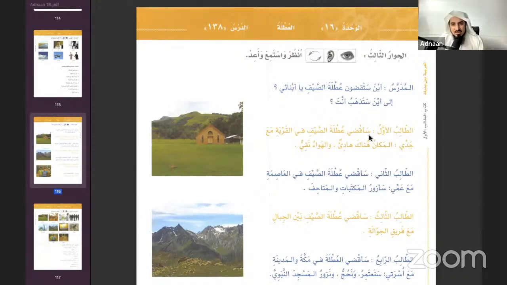So the first one says he will spend the summer holidays in the village with his grandfather. They usually refer to rural areas, the village, with my grandfather. The place there is quiet, the air is clean. Hadi is like peaceful, and hawa is the air. So he's saying the air is clean.